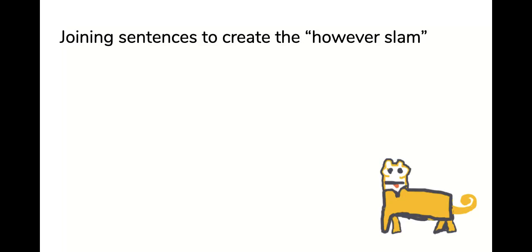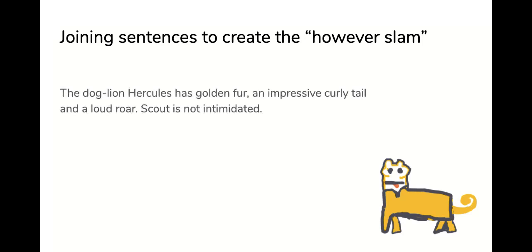Now, I want to talk to you about something that I call a however slam. And it's a really cool way to use a semicolon to sound more sophisticated in your writing and to maybe bring a little more clarity and maybe even impress people a little bit. So let's take a look at what a however slam is. Here's an example. So I'm going to take these two sentences. The dog lion Hercules has golden fur, an impressive curly tail, and a loud roar. Scout is not intimidated.